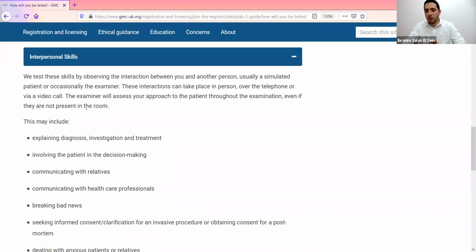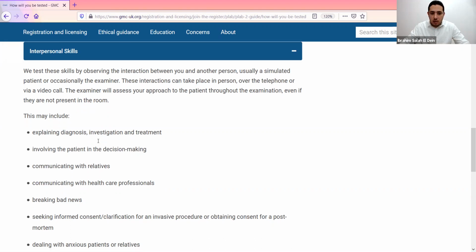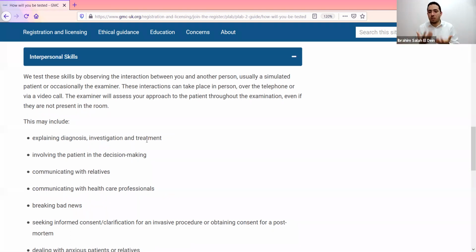You will deal with the simulator, and the examiner will see you through the camera, or the examiner will be with you in the room itself, or the examiner may be the simulator itself, through a telephone call, or through a normal station, or maybe through a video call. So they may include explaining diagnosis, investigation, and treatment. How simple, how easy, how the patient knows the diagnosis. How did you explain the diagnosis and the treatment to the patient?